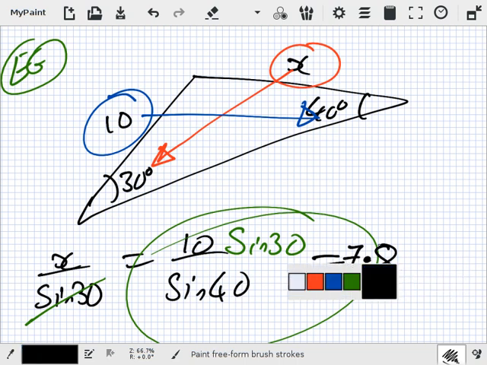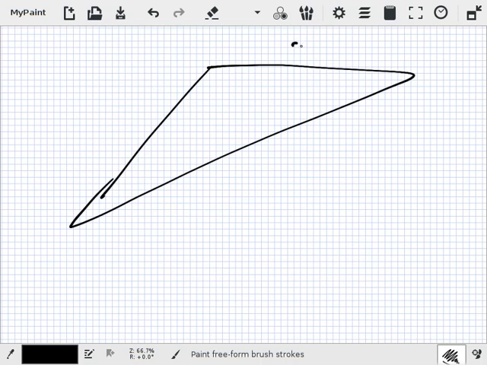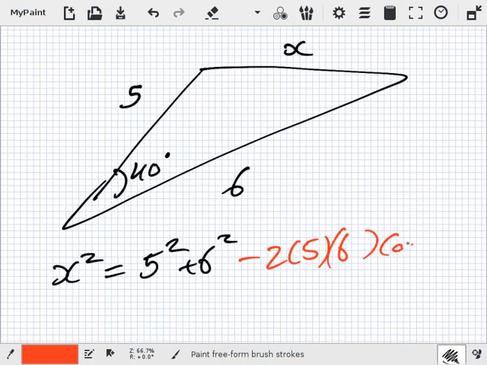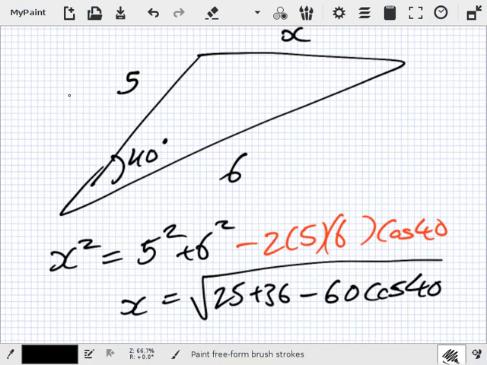We'll have a look at the cosine rule now, okay? So, cosine rule. We'll say x, 5, 6, 40. Okay. So, the cosine rule is a lot like Pythagoras. You say x squared equals 5 squared plus 6 squared. But then the extra part is minus twice 5 by 6 by cos 40. That's the extra part. So, if we just type this in, 25, 36, 60, cos 40, we can get the x here. It's our second example.